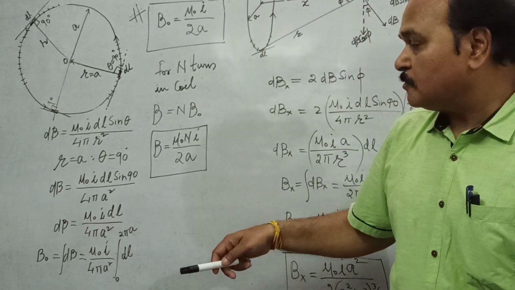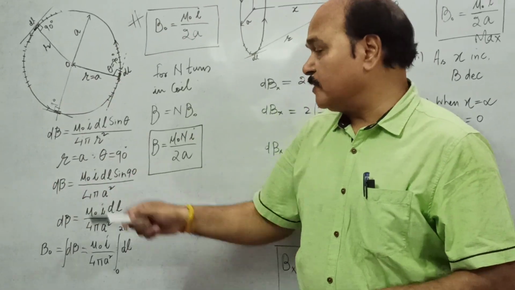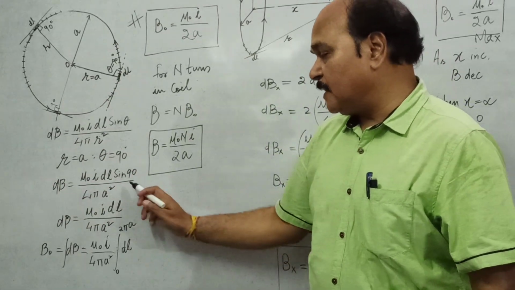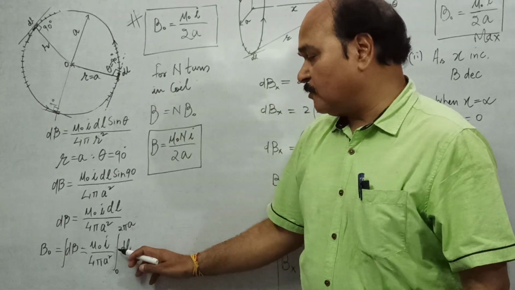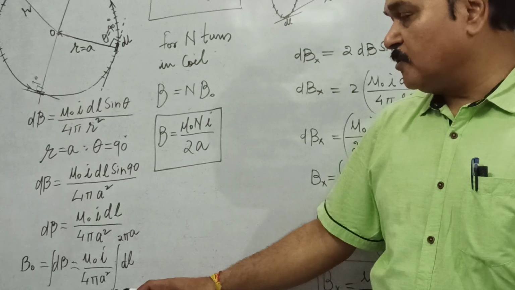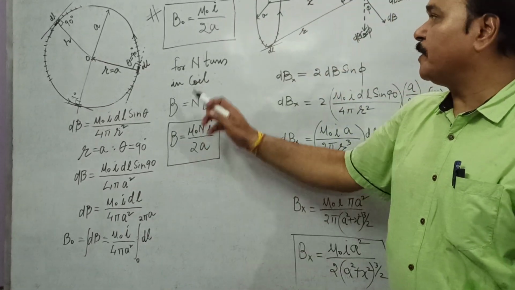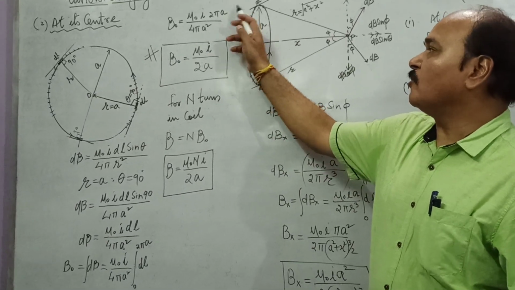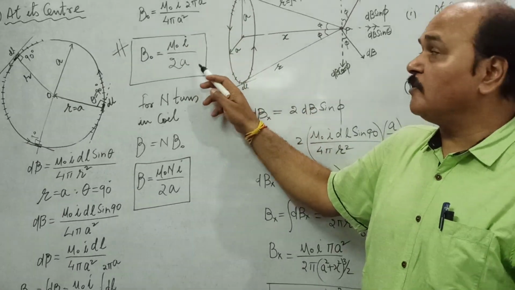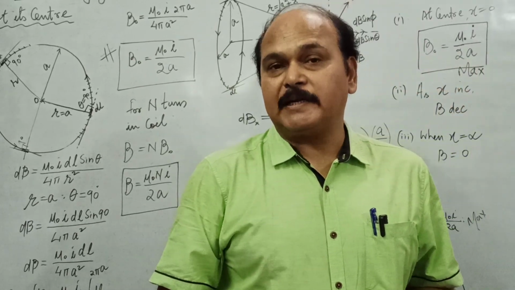Now, so as to find the net magnetic field because of all current carrying elements, we have to integrate it. On the right hand side the only variable is dl. So integration of dl is done from 0 to 2 pi a. When we integrate dl from 0 to 2 pi a, we get 2 pi a, and solving it, we get mu naught I upon 2a. This is the value of the magnetic field due to a circular current carrying coil at its center.